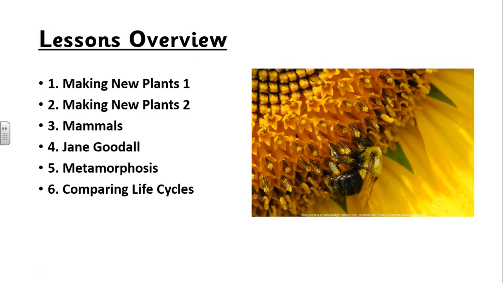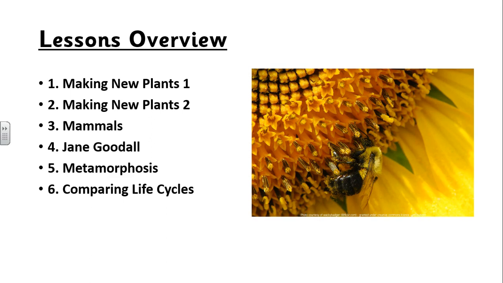And here's an overview of the lessons that you're going to be covering in this unit of work. Beginning with 2 lessons entitled Making New Plants, where you will describe the life process and reproduction of plants and animals. Before we move on to look at the life cycles of mammals and how reproduction life processes are similar in both plants and animals.